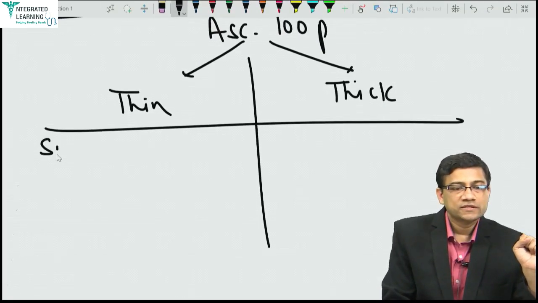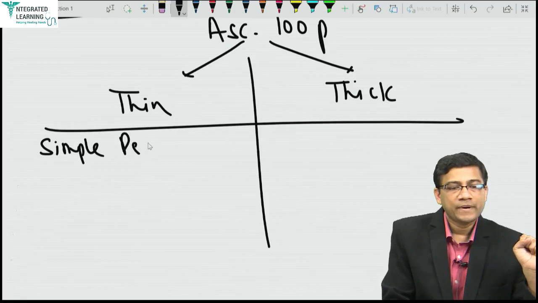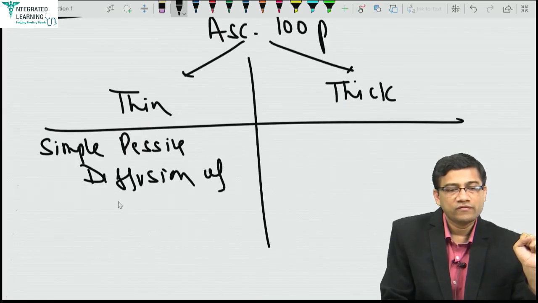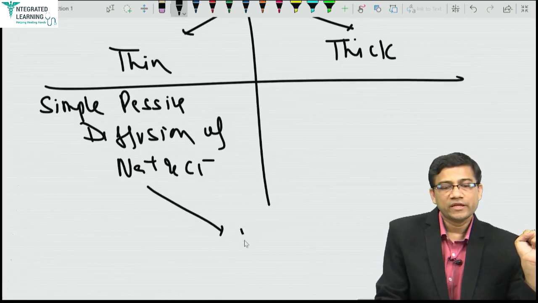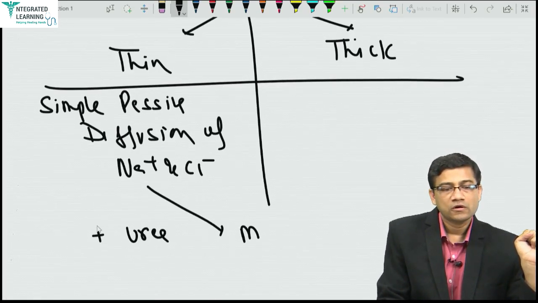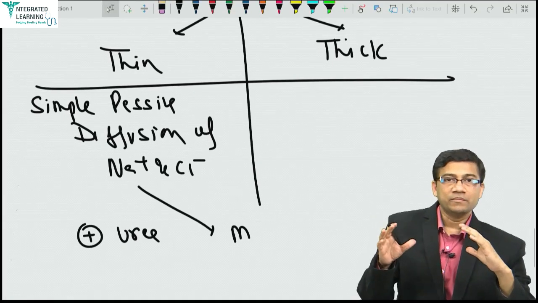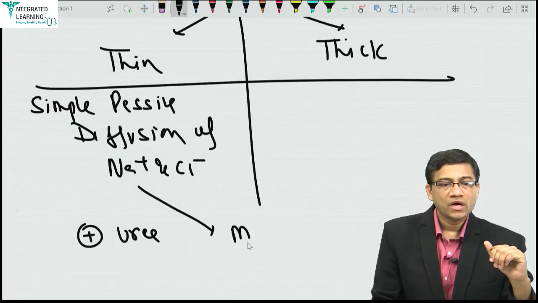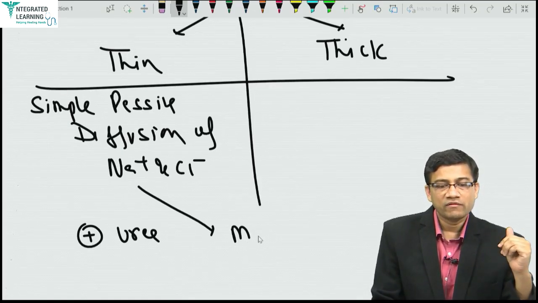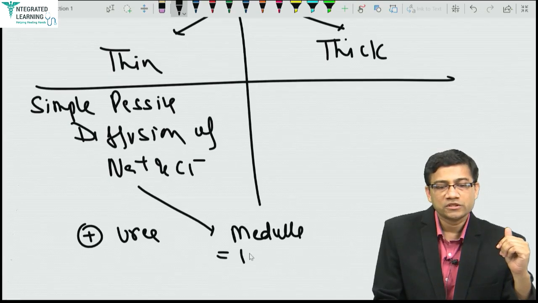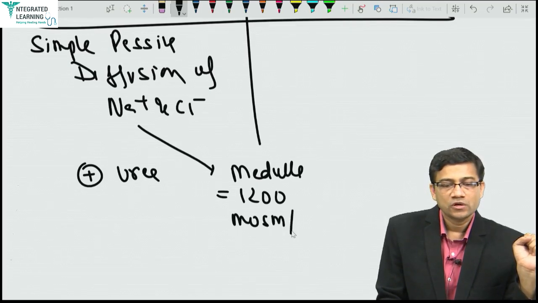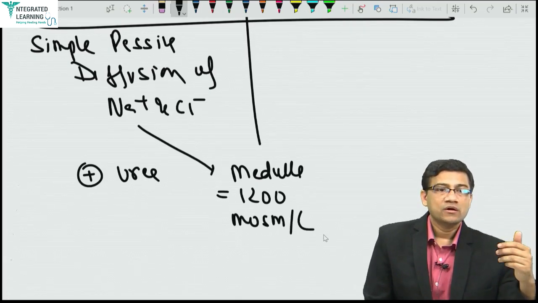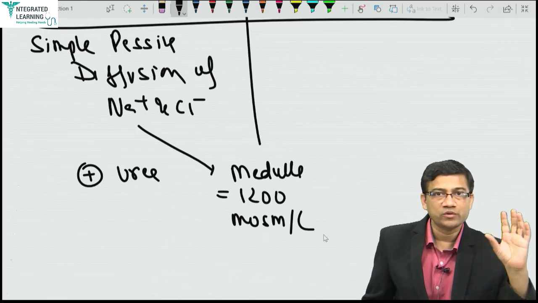So what happens here? Simple passive diffusion of sodium and chloride. Okay, some urea also comes and goes to the medulla. Urea is mainly coming from the CD, but some urea can come from the descending loop also, and the thin ascending loop. So this urea will make the medulla hypertonic. How much? 1200 milliosmoles per liter. So what is adding it? The thin ascending loop of Henle is adding these salts into the medulla along with urea.